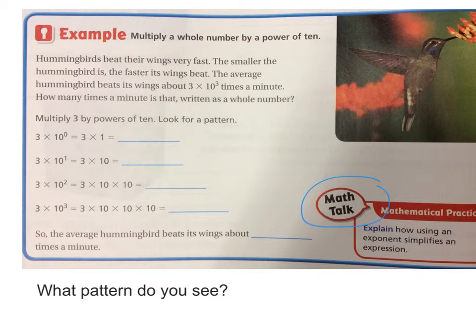So in order to find that out, let's multiply 3 by powers of 10. And I want you to be searching for a pattern this whole time, okay? So first we have 3 times 10 to the 0 power. Remember I told you anything to the 0 power is what? 1. So 3 times 10 to the 0 power is 3 times 1, which is what, Nathan? 3.